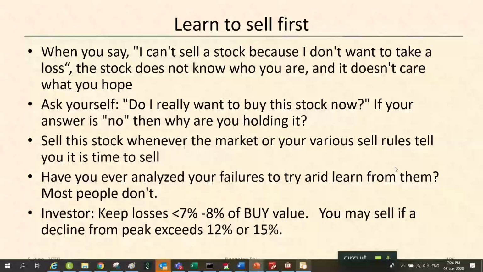Typically, an example is that you keep the losses less than 7 to 8% of the buy value. You may sell if a decline from the peak exceeds 12 or 15%. This is a thumb rule given by one very important person. So what does it mean? It means, for example, you have purchased the stock at this level. Let me draw a line at this particular level, and then it has gone up from this particular date.